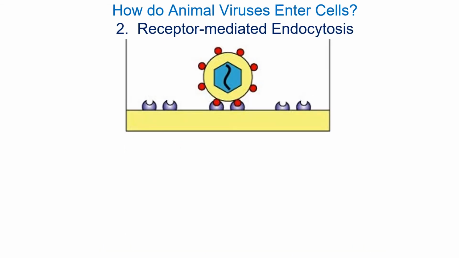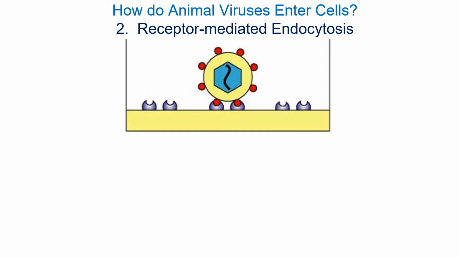Next, let's talk about endocytosis. Now, if you remember from Biology 111, we talked about a special type of endocytosis known as receptor-mediated endocytosis. This is where a cell uses receptors on its surface to bring in very specific items, something that it wants. It could be a large molecule that's too large to pass across the membrane through a channel. It could be a large food item.